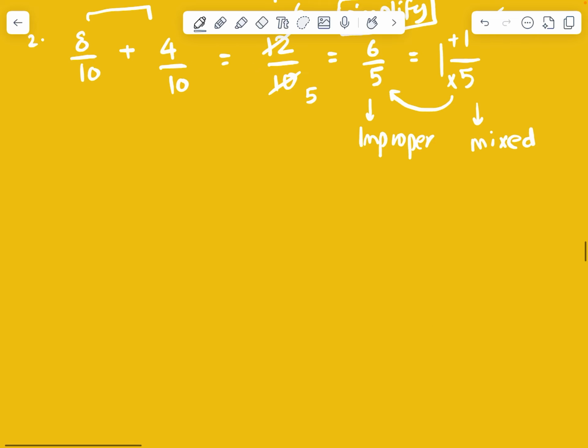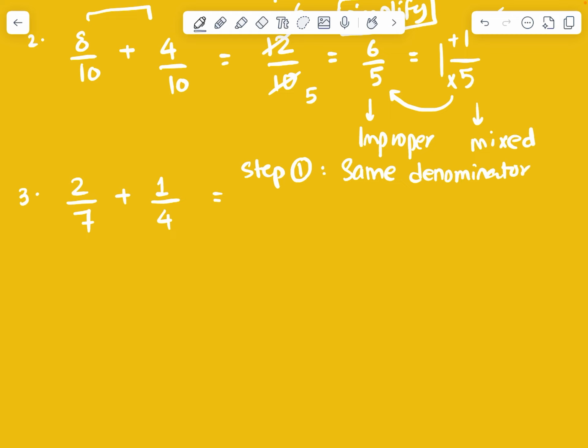Now what happens when you do not have the same denominator? For instance, you have 7 and 4 over here, not the same denominators. So again, step 1 would be to get the same denominator. In order to get the same denominator, you have to look at the numbers 7 and 4 and find their least common multiple. Check out the video on the least common multiples that I've made if you're unsure on how to do that. But let's say you have 7. 7 times 1 gives you 7. There's nothing else that gives me 7. 4: 2 times 2 gives me 4.